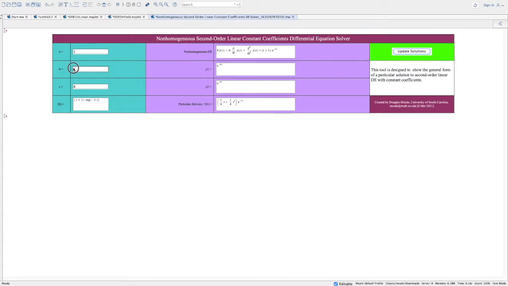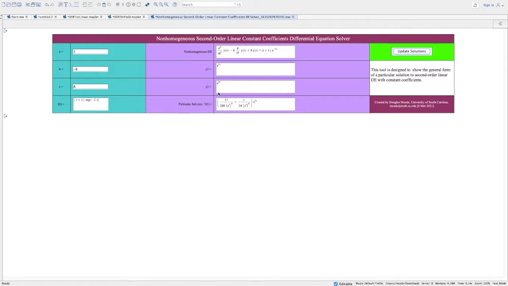If I change the differential equation, if I change that 6 to a -6 and update the solutions, ooh, I don't know if I like that so much. My problem was updated. My homogeneous solutions were updated. My particular solution doesn't look so good. And this gives me an opportunity now to see exactly how this resource has been implemented.